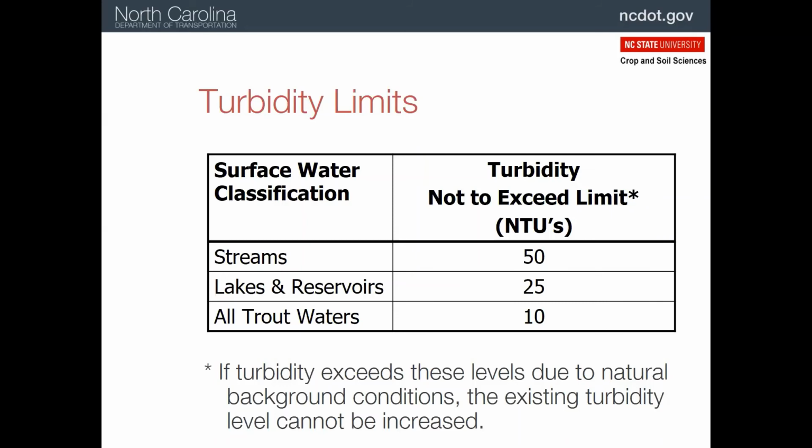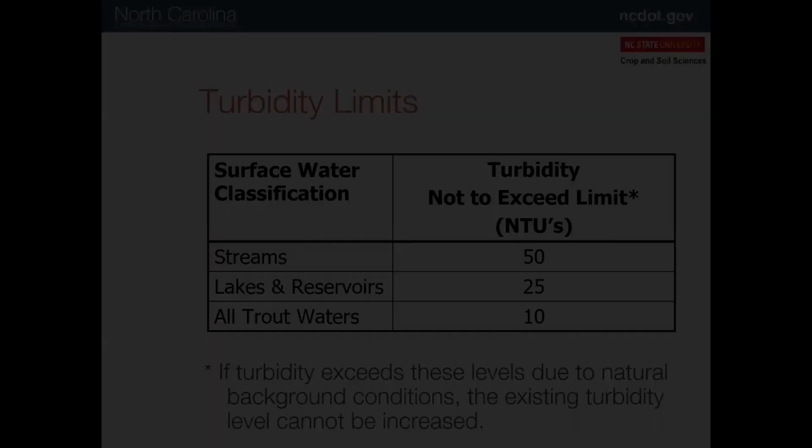Now, you see that asterisk at the bottom. If the turbidity in these bodies of water exceeds these levels, so the 10, 25, or 50, due to natural background conditions, then the rule is you just can't make that stream or that lake any more turbid than it was. Typically especially in our Piedmont, when we have heavy storms, the streams have turbidities that could be 500, it could be 1,000. So we just can't make those any worse than they are.